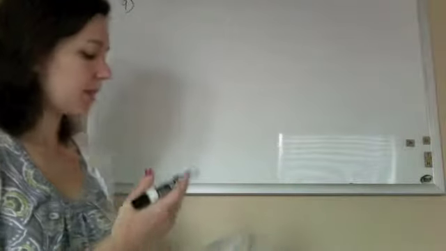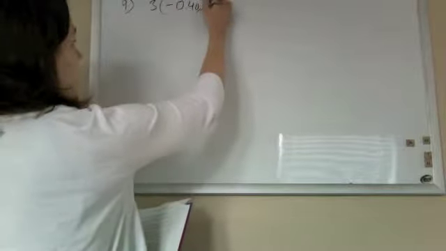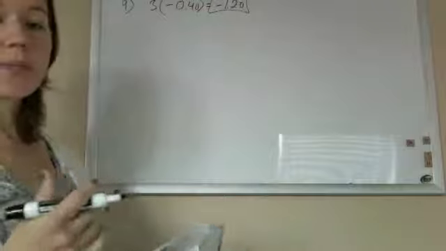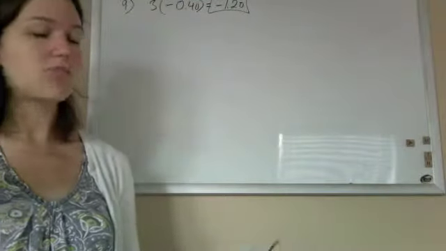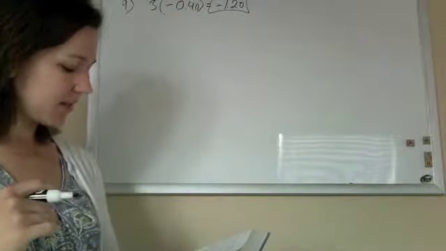So the answer is just 3 times negative 0.40 to get negative 1.20. So he's going to lose about $1.20 on average. Yep, just as simple as that.